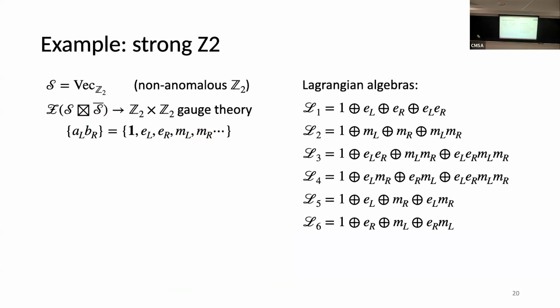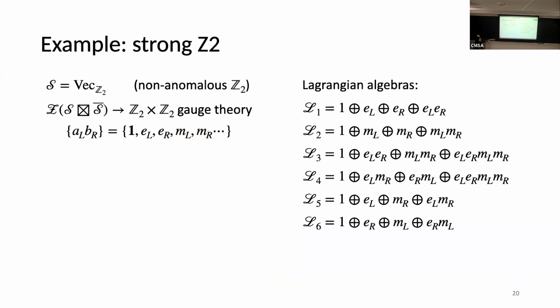Right, so let's give an example. I mentioned not all physical Lagrangian algebras actually furnish consistent mixed state phases. So why is that the case? Let's look at the strong Z2 symmetry example. In this case, the symmetry is just going to be Z2 cross Z2. So the SymTFT is going to be Z2 cross Z2 gauge theory. And the anyons are generated by E left, E right, M left, M right. So these are the gauge charges and gauge fluxes for the Z2 cross Z2 gauge theory.